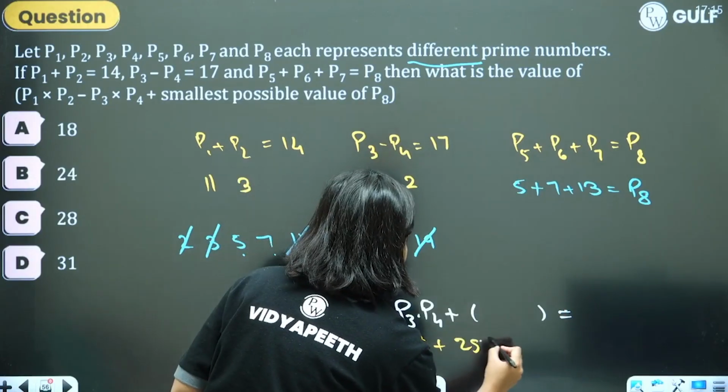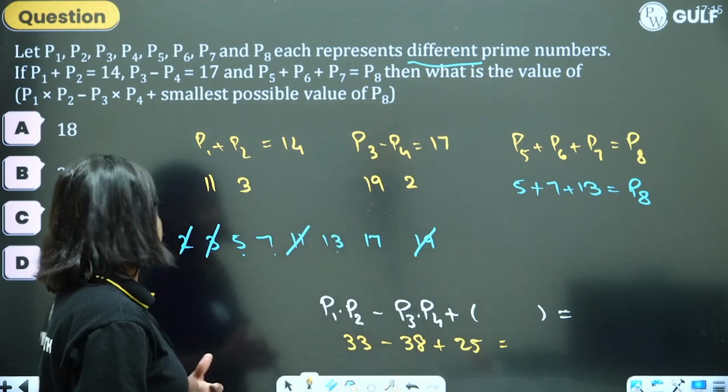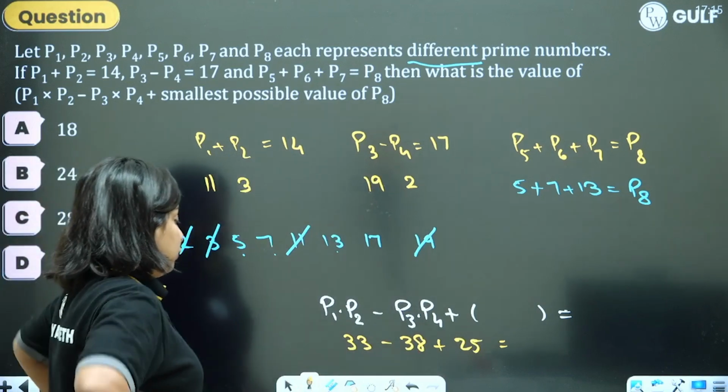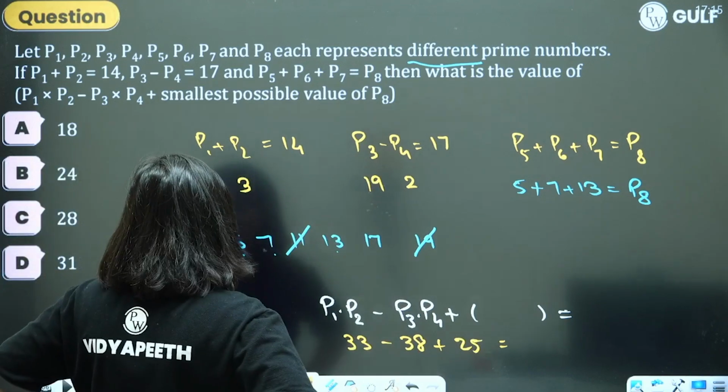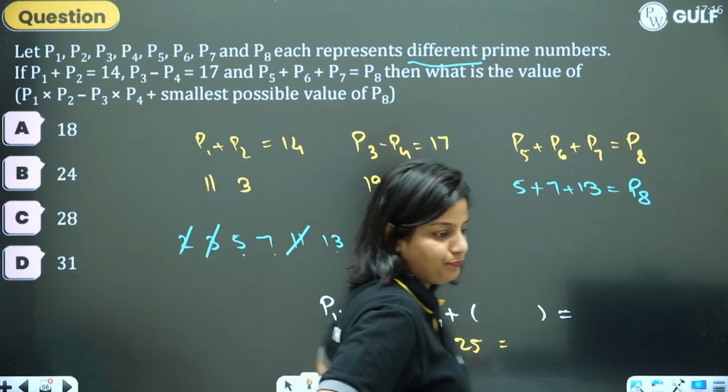If I am right, then 33 minus 38 plus 25. That is 20.